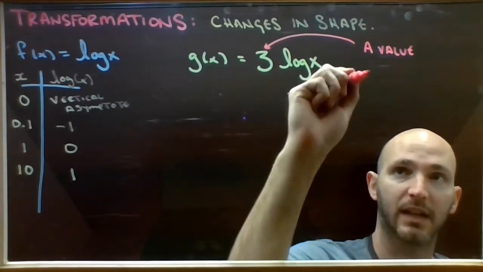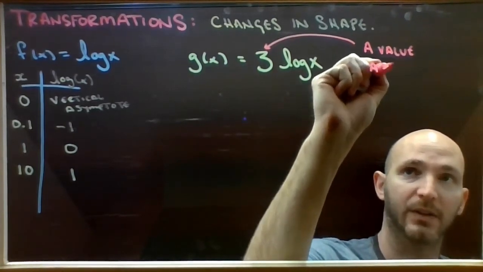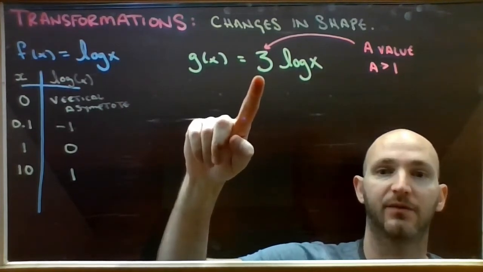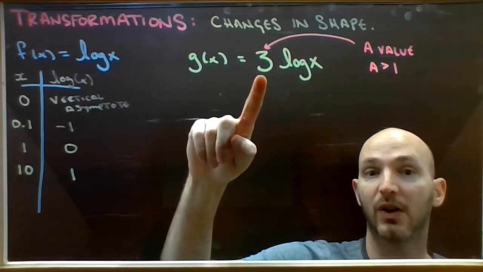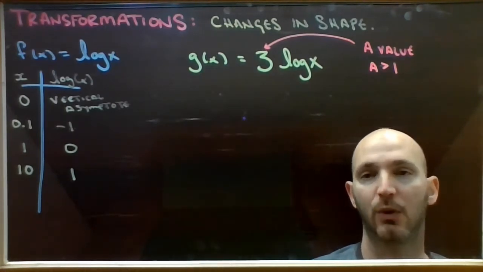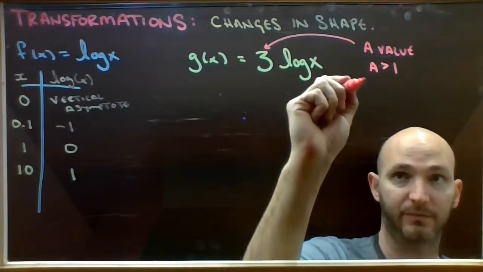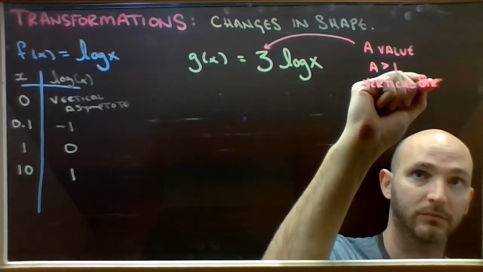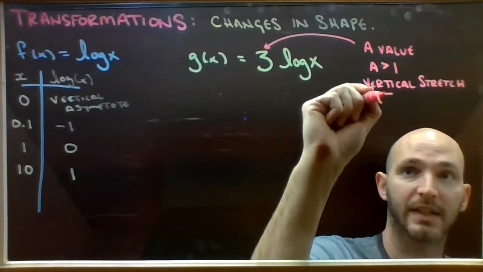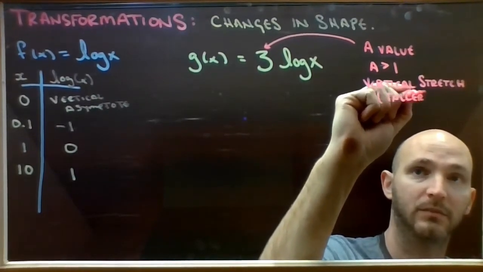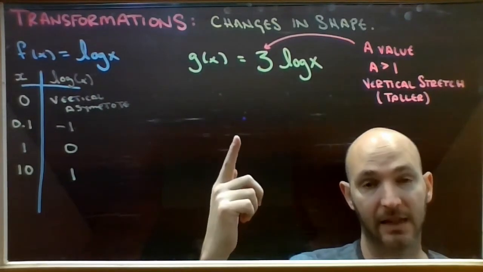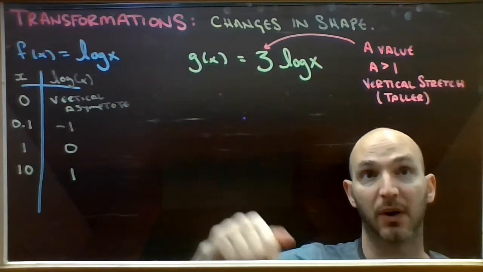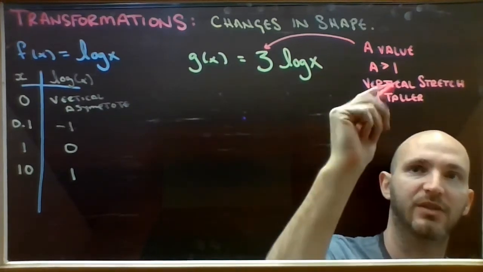This particular one has an a value that is greater than 1. So if you see a number out here like 2 or 5 or 7/3, anything that is bigger than 1, you end up with a vertical stretch. Which means it's going to get taller than it normally would be if it's above the axis. The thing you also have to remember, though, is that anything below the axis goes deeper. So it's taller or deeper.